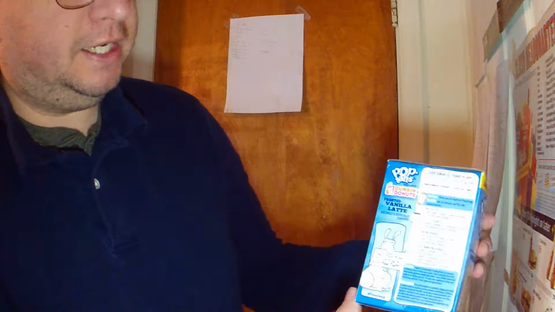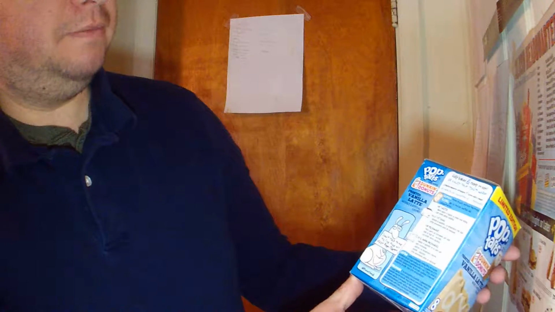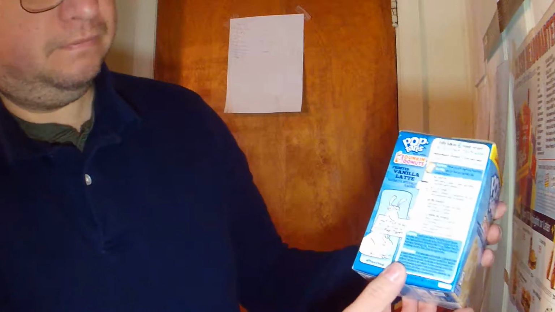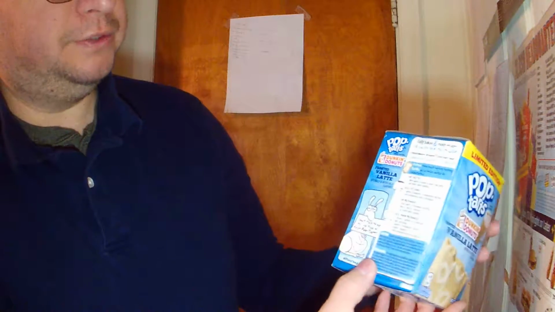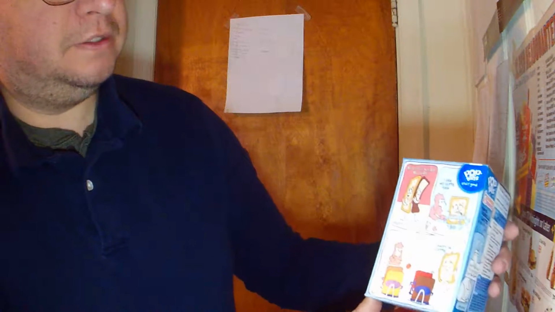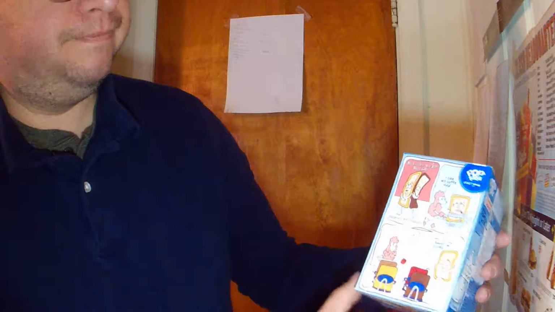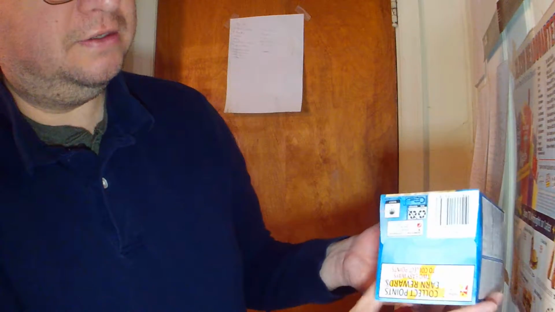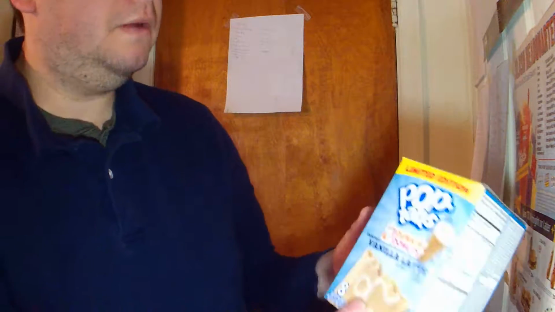And here's the side. These are the instructions, and whatever kangaroo that they're using. And then there's the nutrition facts. And then there's the back with a little cartoon. And then there's the top. And then there's the bottom. But we're going to go back to the nutrition facts real quick.